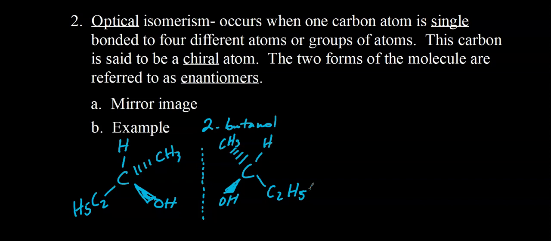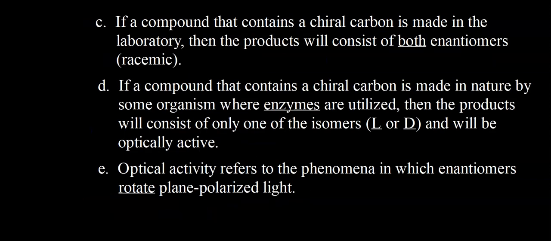So what's the difference between these two isomers? They look very similar. We'll get to that in a second. If a compound that contains a chiral carbon is made in the laboratory, then the products will consist of both enantiomers. There's no way to just make one isomer or the other in the laboratory. You will end up with a 50-50 mixture of both enantiomers. This is known as a racemic mixture.